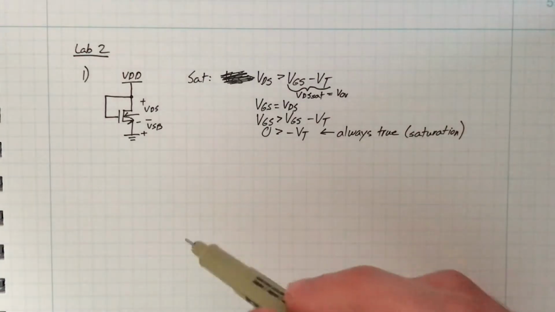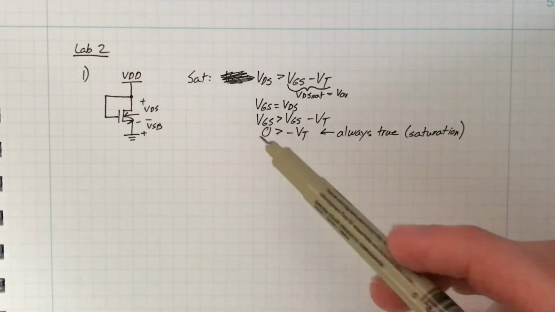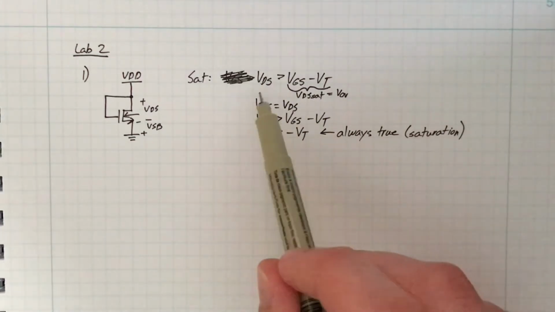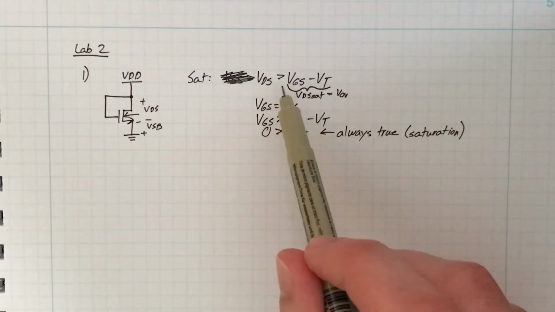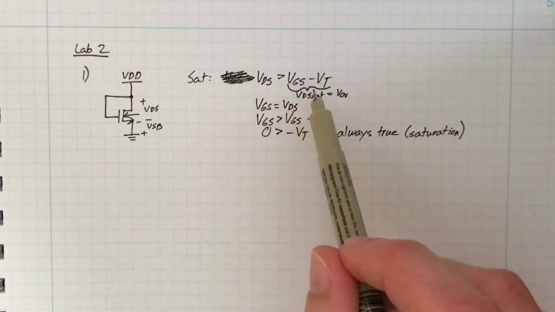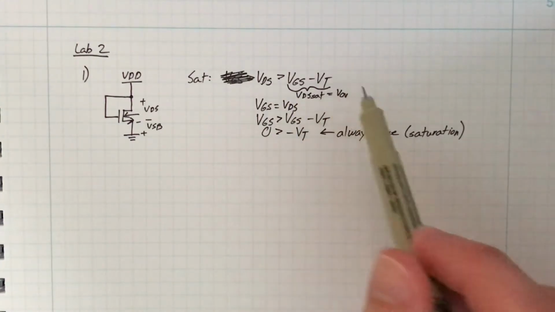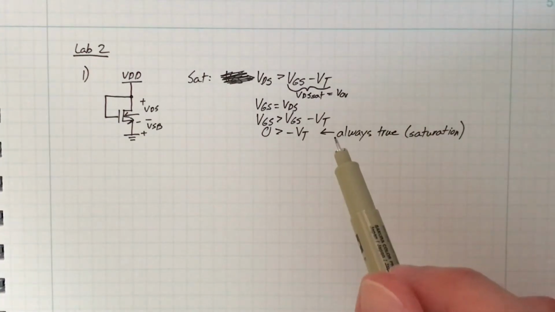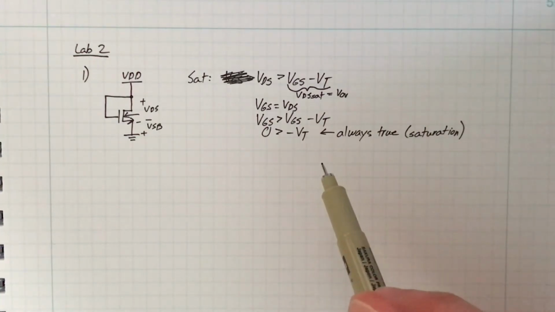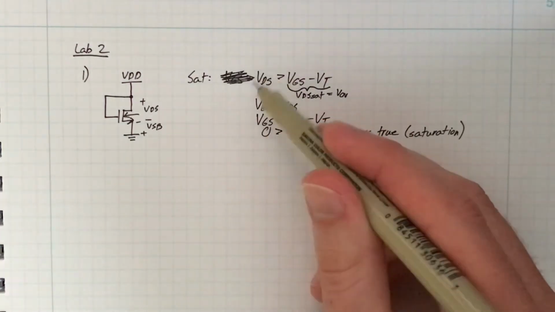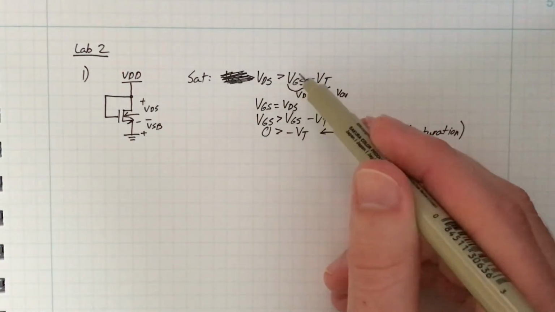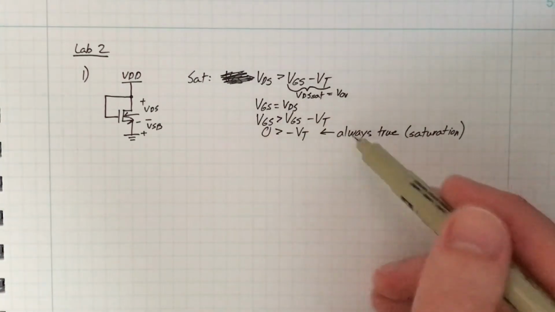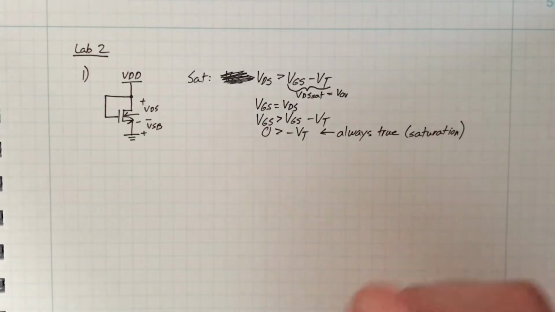And you can do the same analysis for the PMOS. If you want to use the reverse notation, it's going to be VSD is greater than VSG minus VT. And you can go through the same analysis and get the same result. Or you can just put absolute value around all the parameters and you get the exact same equation. And because it's diode connected, it's always in saturation.